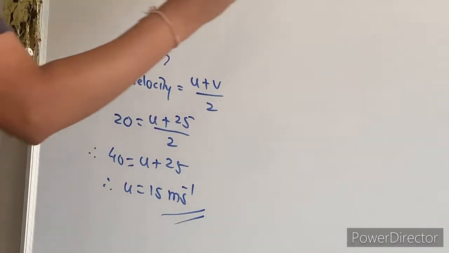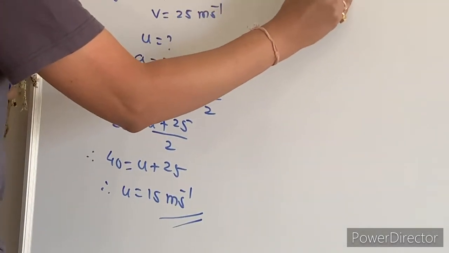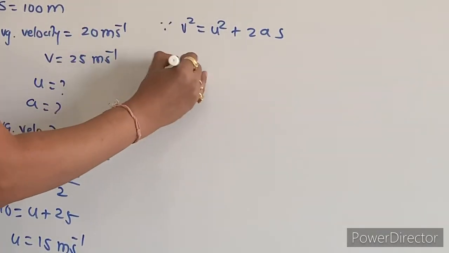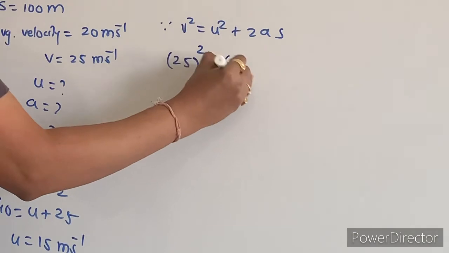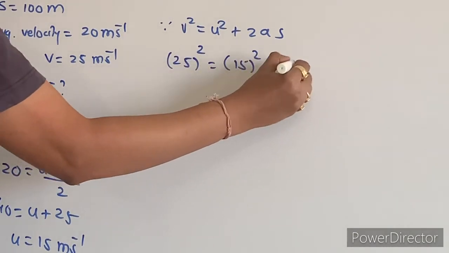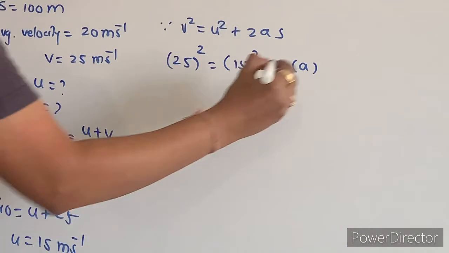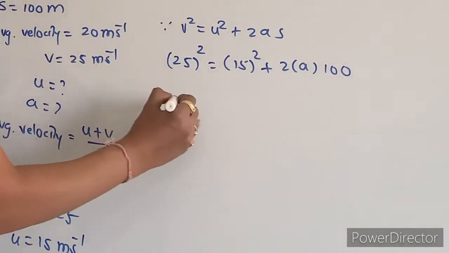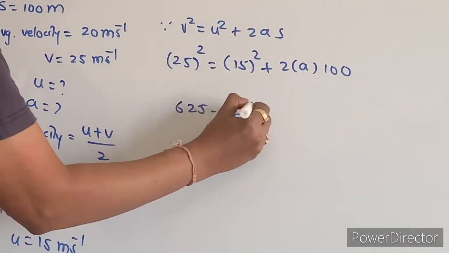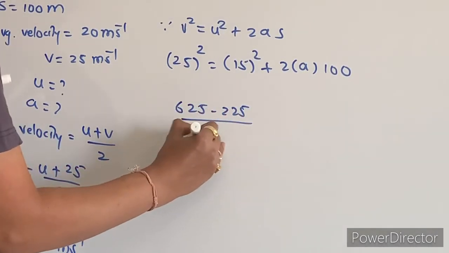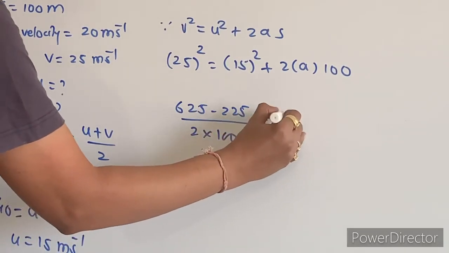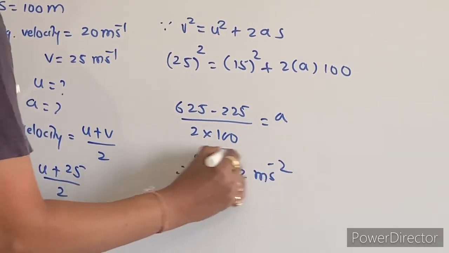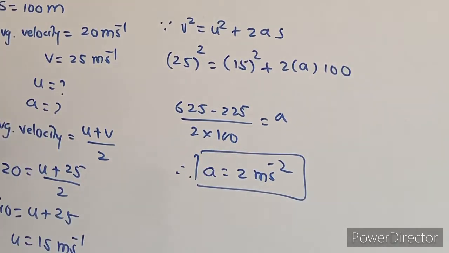Now what is the acceleration? Since we have v square is equal to u square plus 2as, v square is given, that is 25 the whole square, is equal to u is 15 the whole square plus 2 into a. Now displacement is given as 100. So if you solve this, this is equal to 625 minus 225 upon 2 into 100, that comes up to your a. This a comes up to be 2 meters per second square. This is your acceleration.